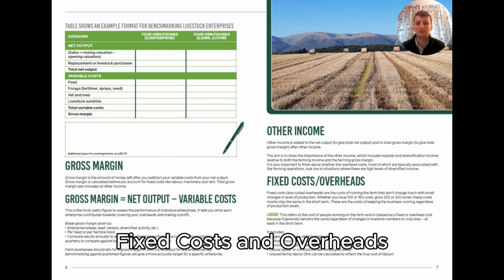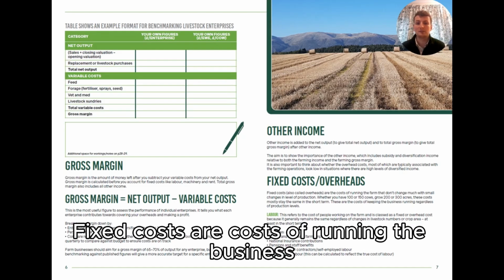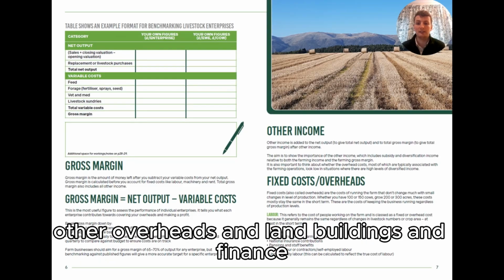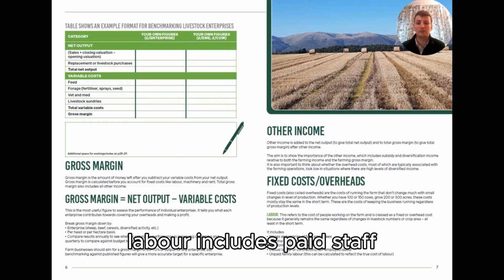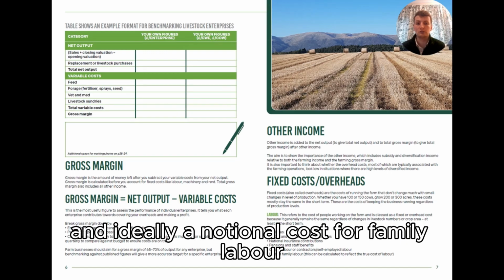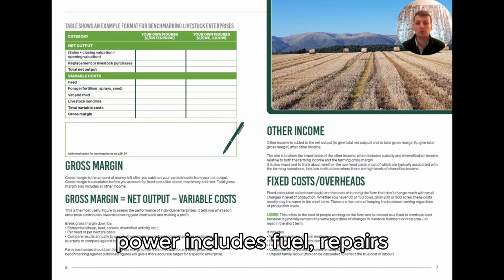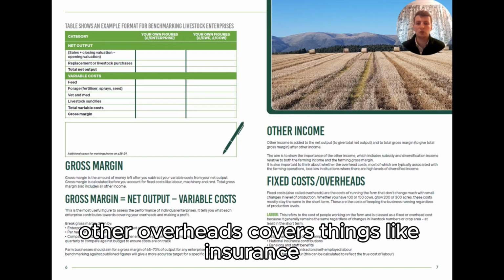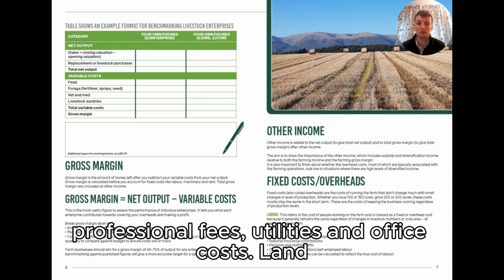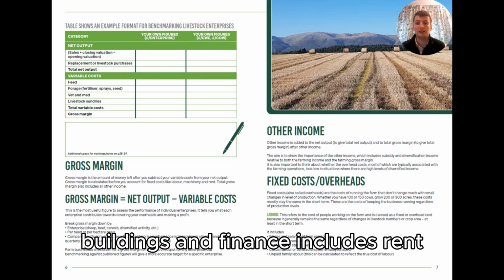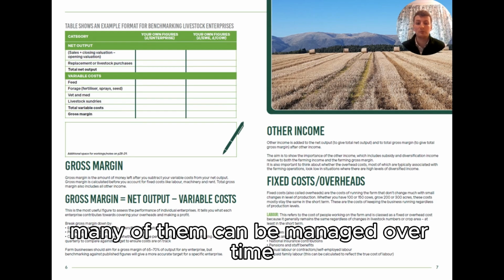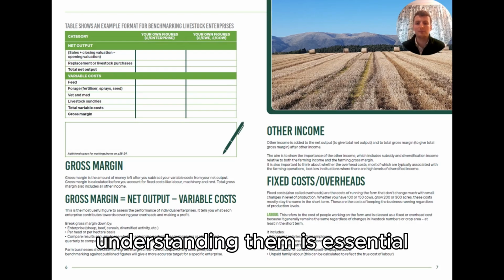Fixed costs and overheads. Fixed costs are costs of running the business regardless of scale in the short term. They include labour, power and machinery, other overheads, and land, buildings and finance. Labour includes paid staff, casual labour, and ideally a notional cost for family labour. Power includes fuel, repairs, contracting and depreciation. Other overheads covers things like insurance, professional fees, utilities and office costs. Land, buildings and finance includes rent, repairs and interest. Although these are called fixed, many of them can be managed over time. Understanding them is essential.